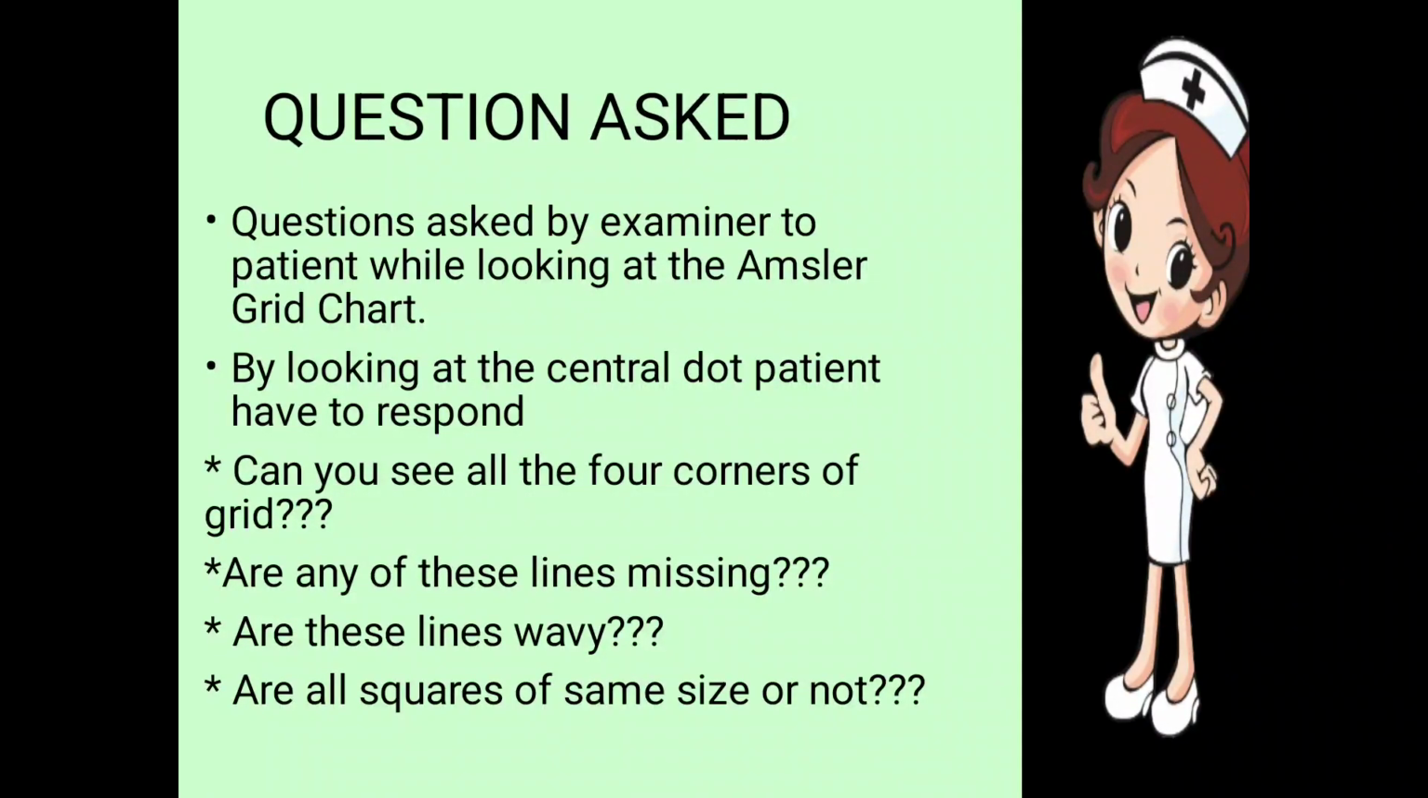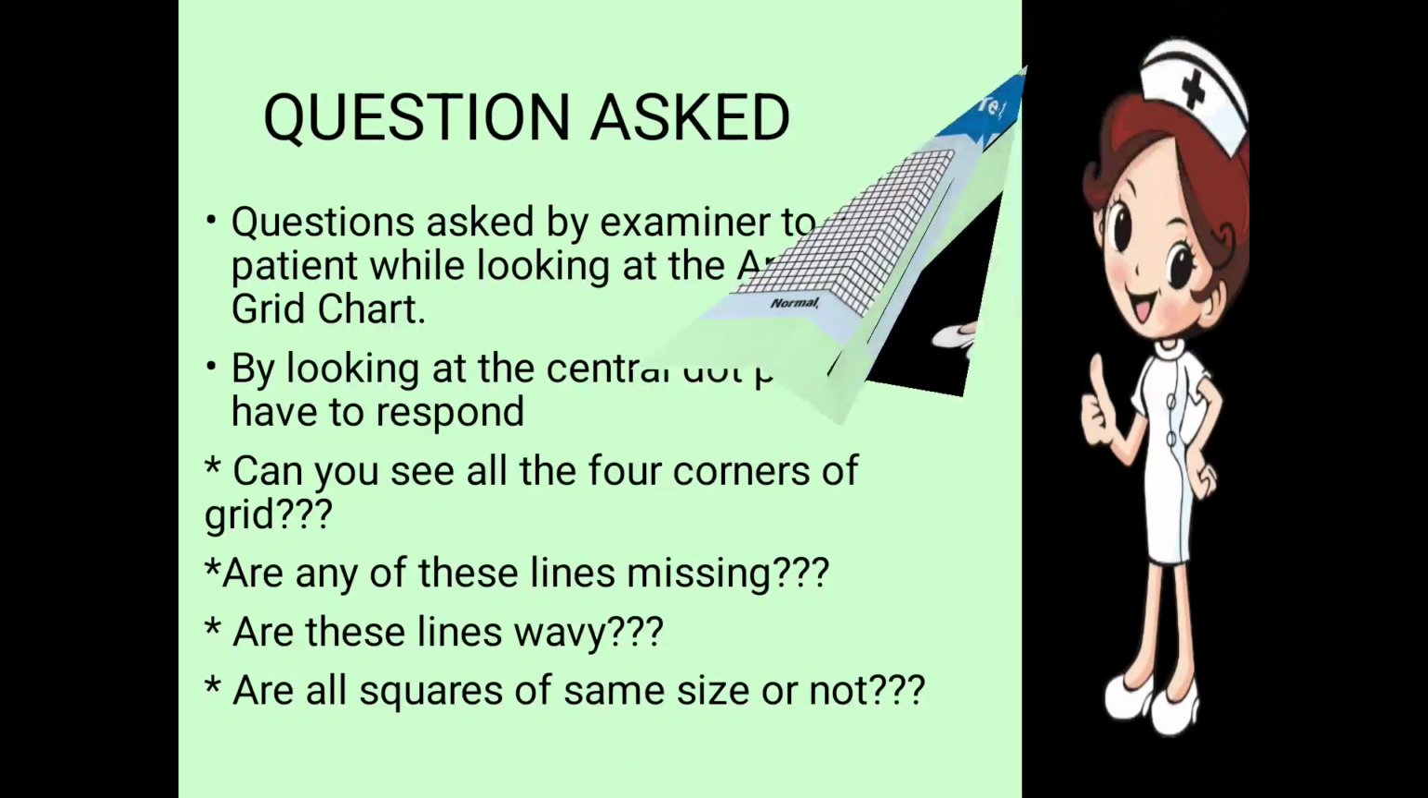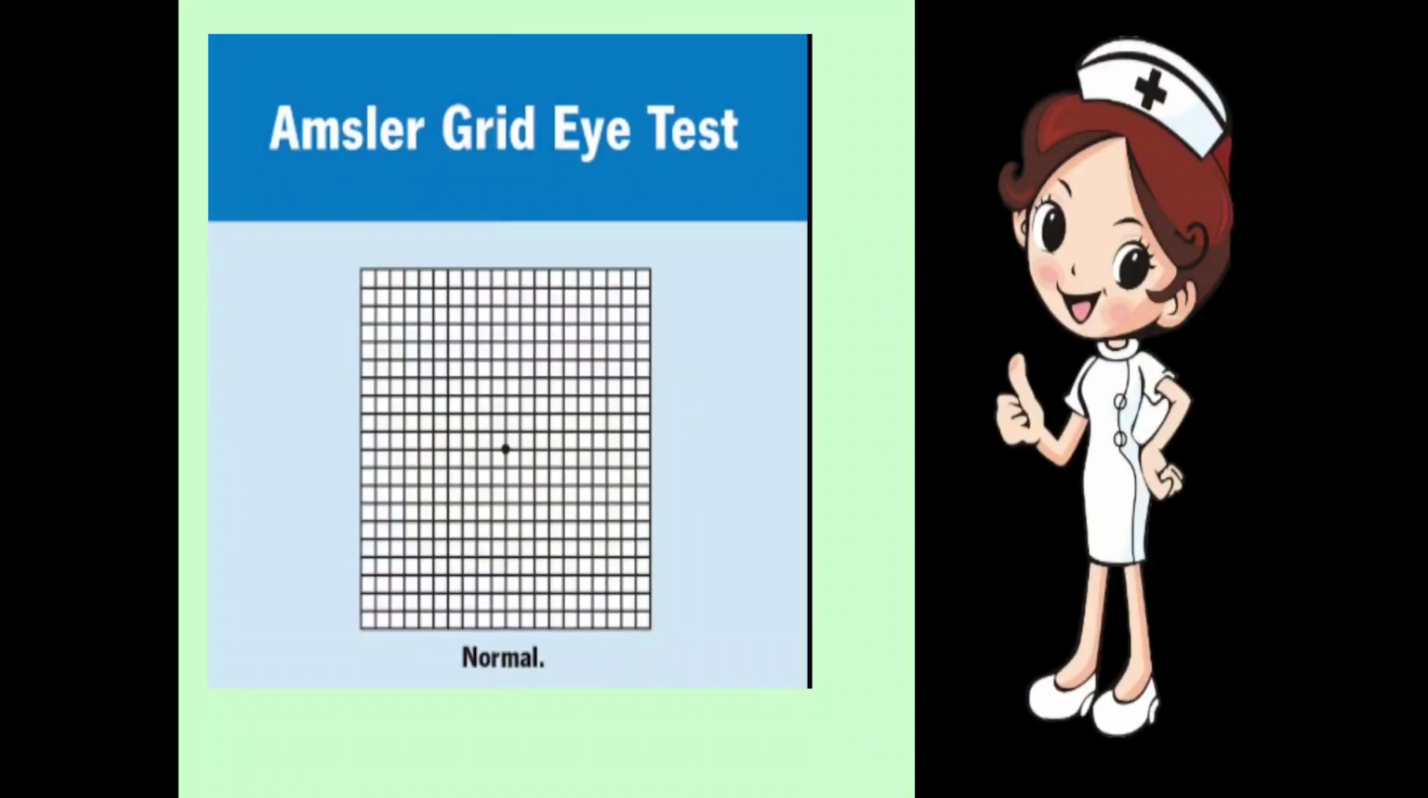The first question is, can you see all the four corners of the grid? Ask the patient. The patient has to just look at this dot only and answer whether all four corners are seen or not.